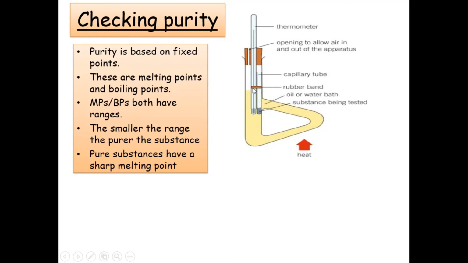The rubber band that's attached keeps the thermometer attached to the melting point apparatus. The capillary tube is a very small tube that we place our sample in. There's an opening to allow air out of the apparatus. If the air isn't allowed out, pressure will build up and this will just blow off the end. The thermometer is really important. It tells us the temperature at which we find the melting point. We'll identify the temperature either in degrees Celsius or Fahrenheit, depending on where you are.